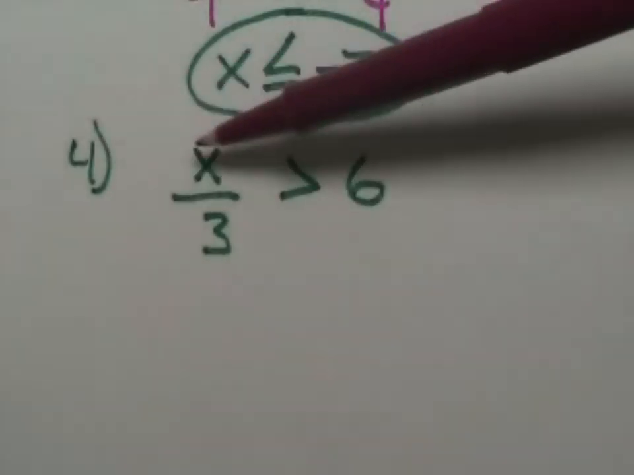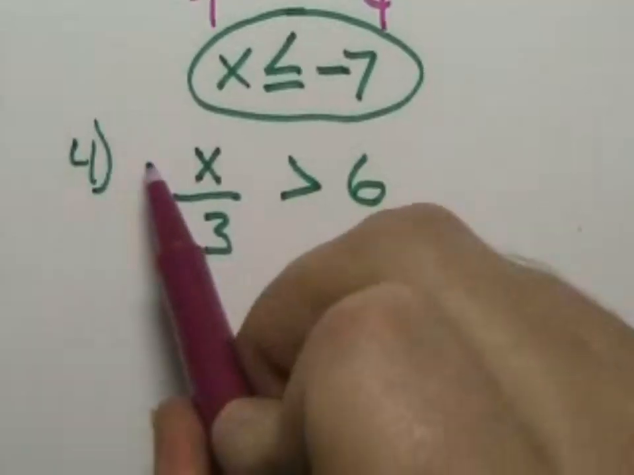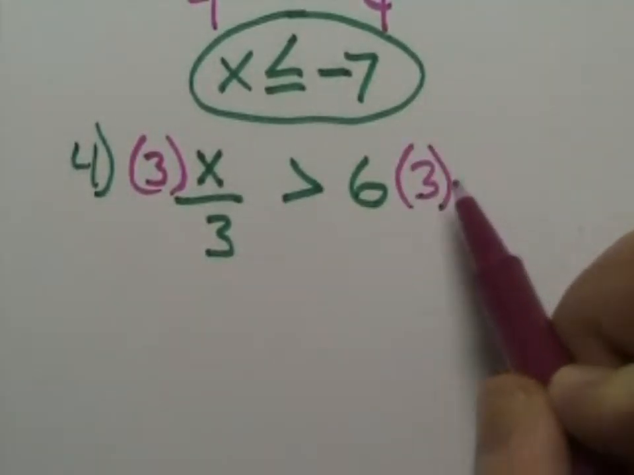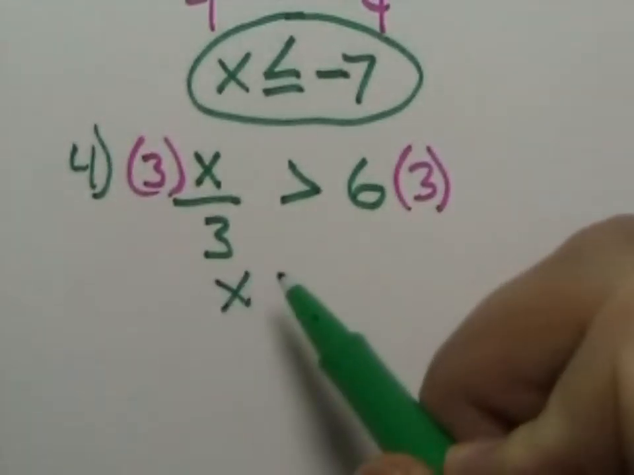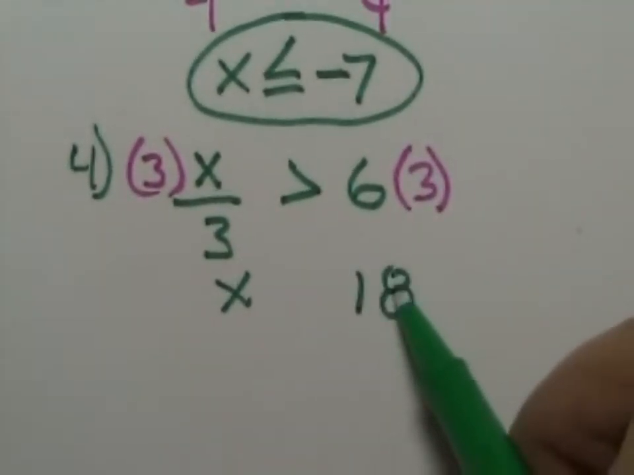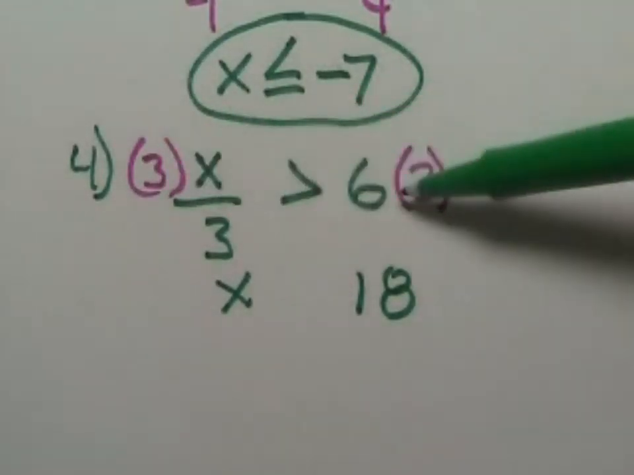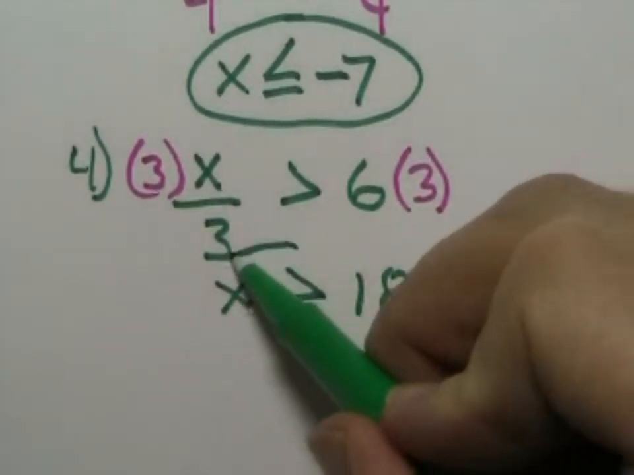Okay, to get the variable alone on 4, this is divide by 3, so I need to do the opposite. I will multiply by 3. That's going to leave me with just x. We got the variable alone. 6 times 3 is 18. And let's see, I multiplied by a positive number. So no, the arrow does not change.